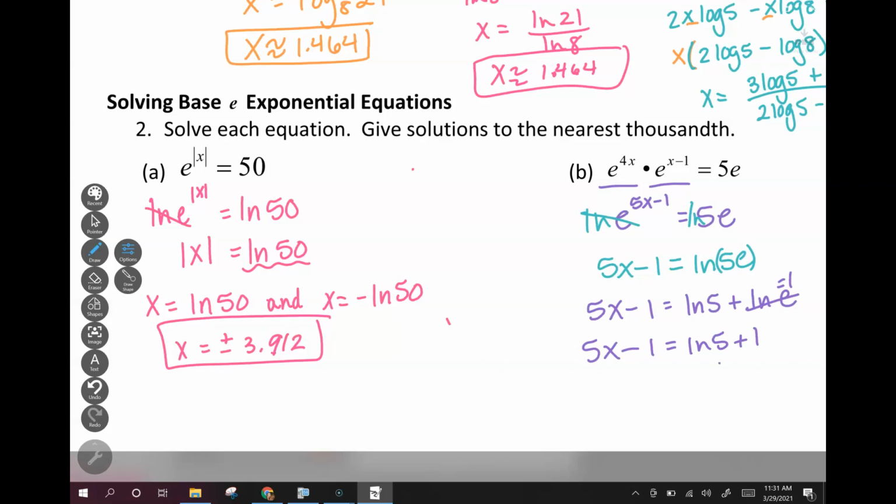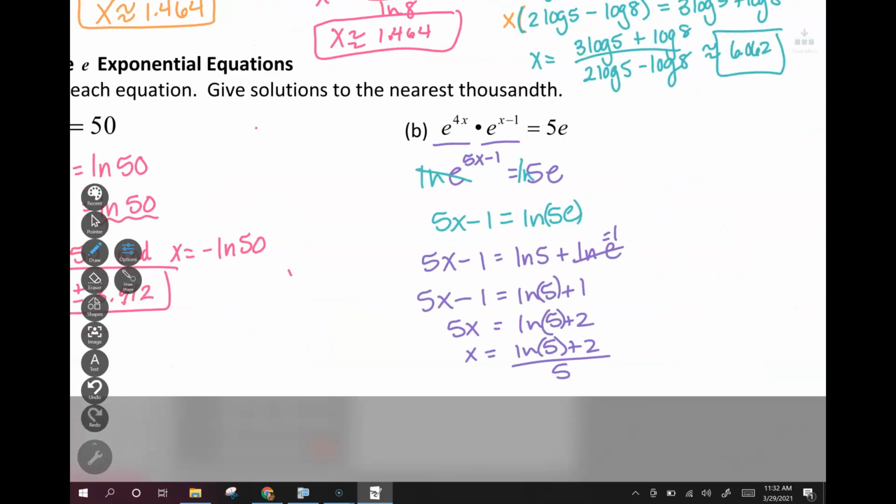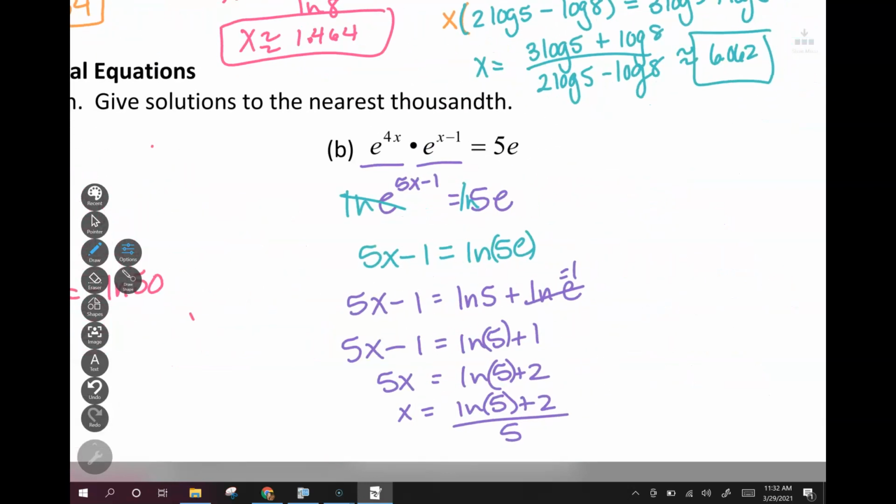Now solving for x, I would add the 1 over and then divide by 5. That 2 is not inside that ln, just like the 1 was not inside the ln. Then I'm dividing that by 5. And then I can type that into my calculator to get the answer.